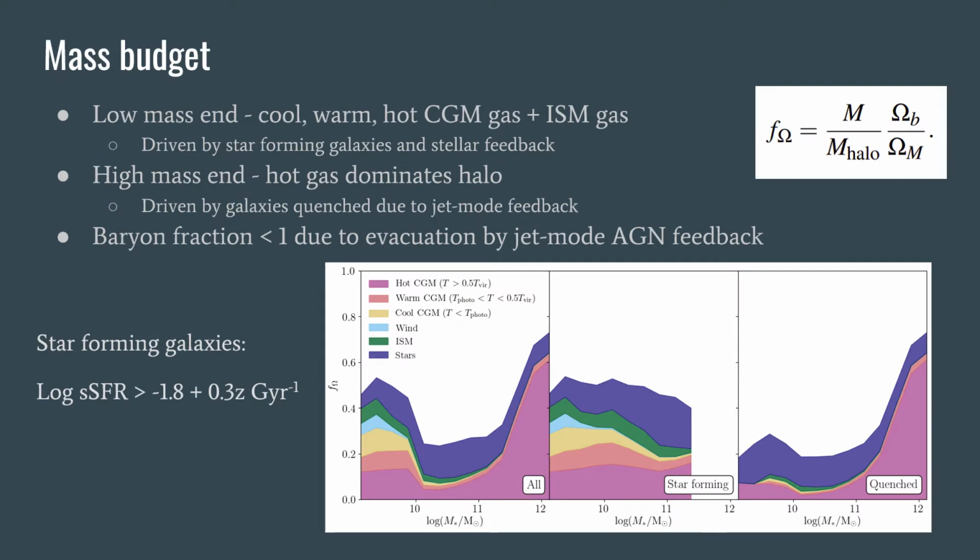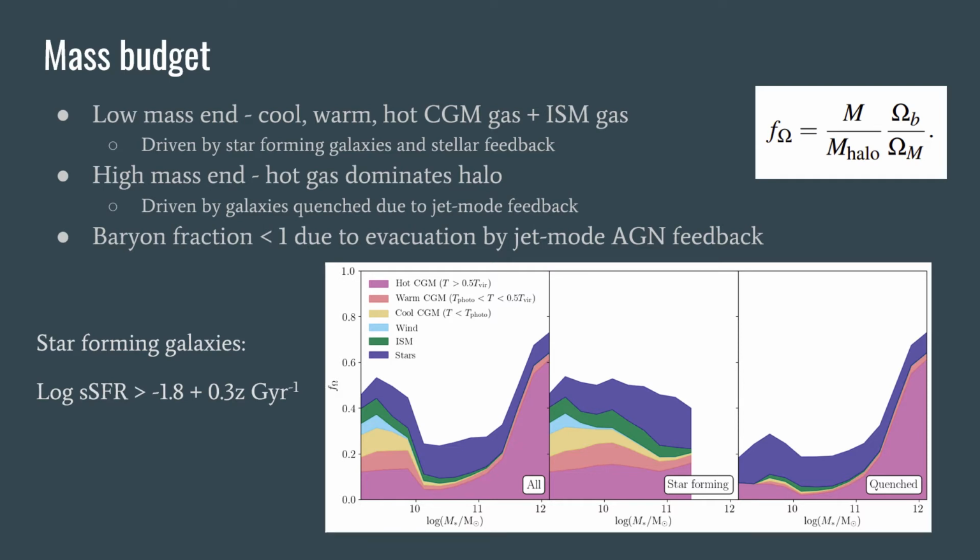So first we examine mass budgets for each of our halos. In the paper we also look at metal budgets and metallicities, but here we're just looking at the fraction of mass in each of these halo components as a function of stellar mass of the central galaxy. And this fraction is with respect to the cosmic baryon fraction. So at the low mass end, we see that these are mainly star-forming galaxies that have multi-phase halos containing cool, warm, hot CGM gas and ISM gas as well. And these galaxies are mostly affected by stellar feedback.